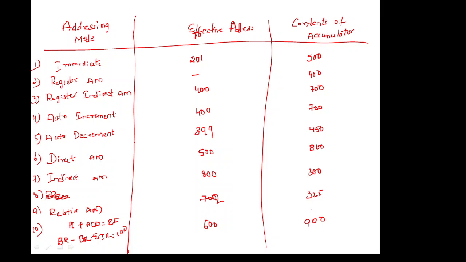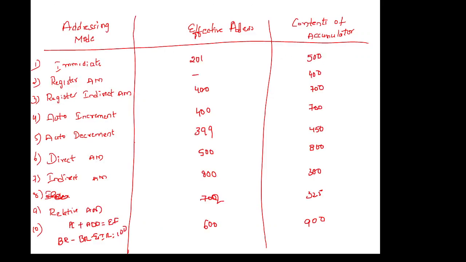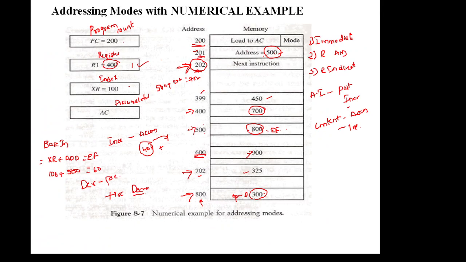Let me tell you the immediate addressing mode. Here the address we have specified is 201. This is the effective address, and the contents of the accumulator is 500. And the next one is register addressing mode. In register addressing mode, we take the register R1.